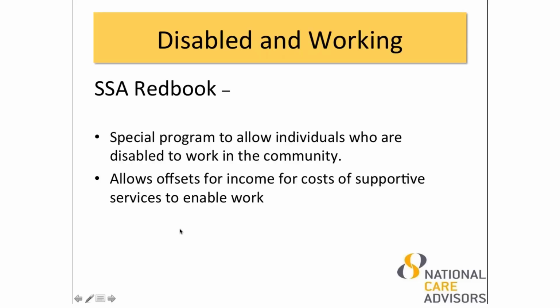I wanted to talk a little bit about individuals who are disabled and working. There's a very specific guidebook called the Social Security Administration Red Book. If you Google it, it comes right up. It's a very good handbook. And there are special programs to allow individuals who have disability to work in the community but to not lose their benefit because they're earning slightly above the financial eligibility criteria. It allows for offsets for income for the cost of supportive services to enable work.